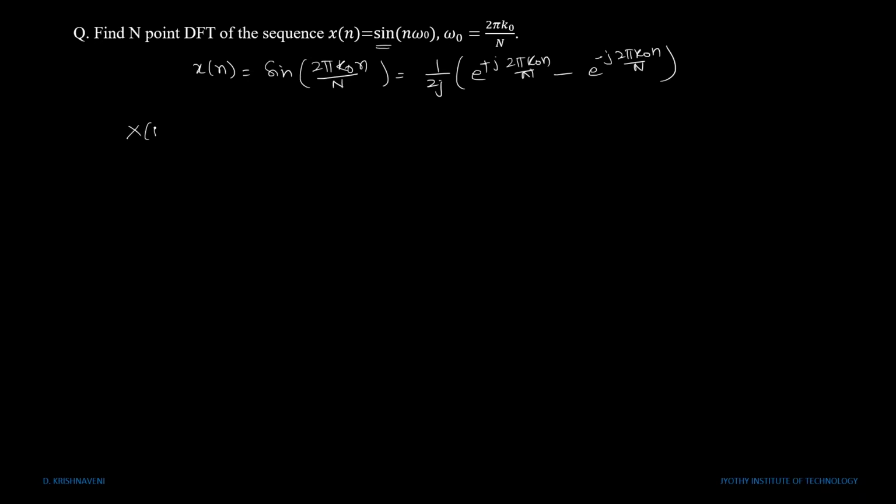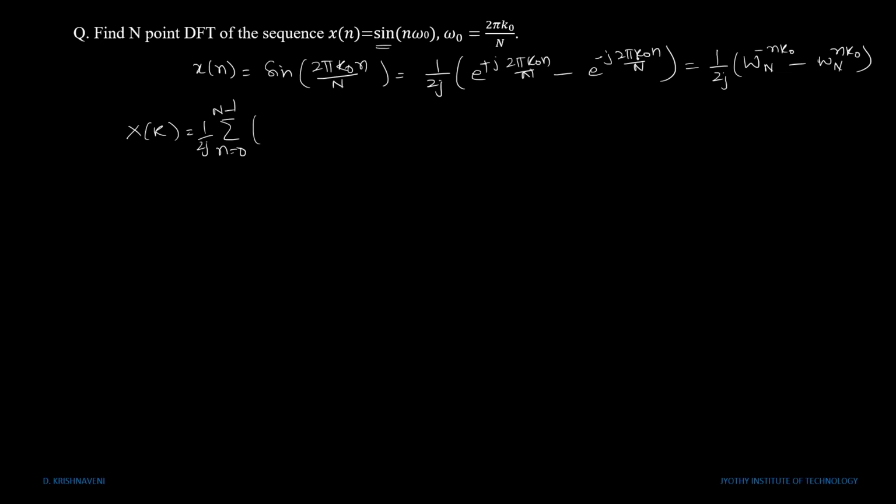So substitute in the formula summation n equal to 0 to N minus 1 of x of n. In place of x of n we have 1 by 2j. Now this I have to convert into the twiddle factor. So this will be WN to the power of minus n k naught minus WN to the power of n k naught, because e to the power of minus j 2 pi by N is WN.